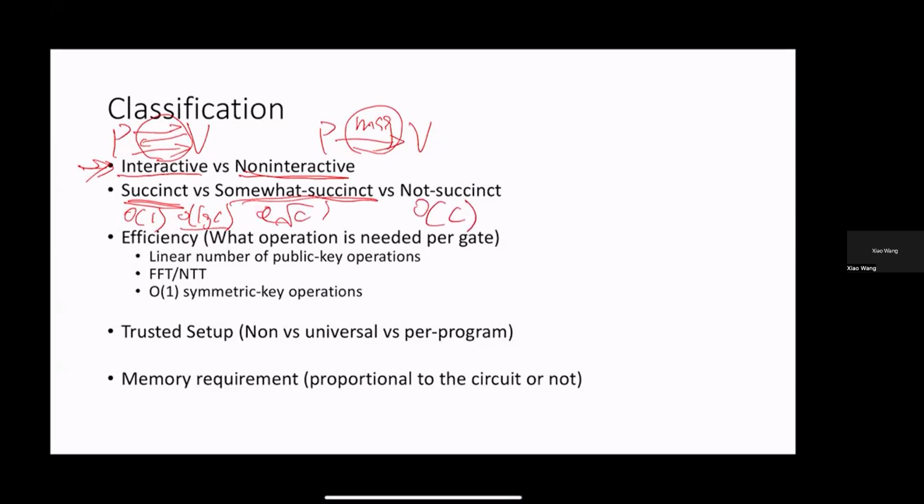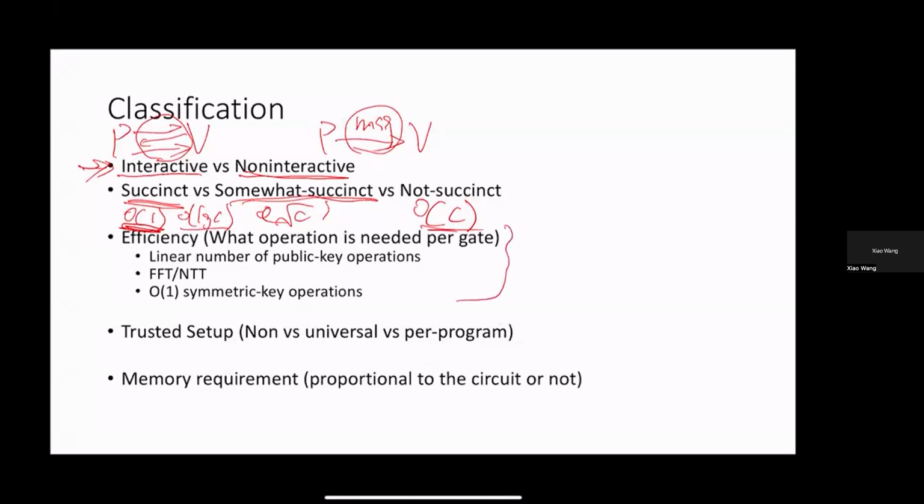I don't know of any protocol that actually needs superlinear communication. There may still be protocols with quasi-linear complexity, but superlinear would be surprising. In terms of circuit size, we have a full spectrum from very small communication to very high communication. These two properties have been studied a lot, mostly in the context of SNARKs and other related protocols. The third one is efficiency.